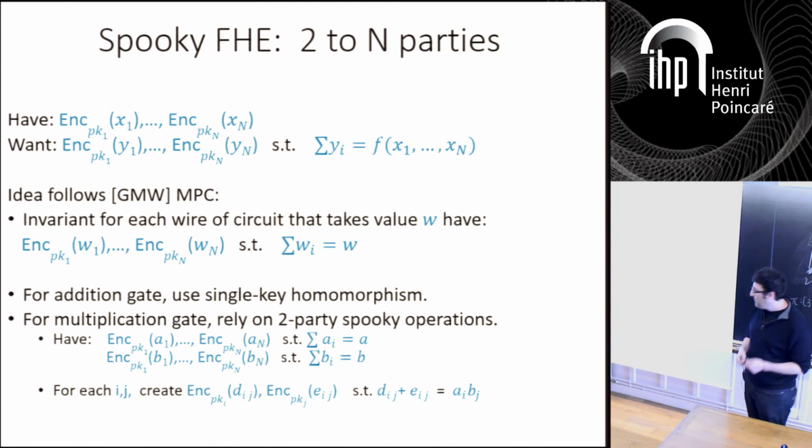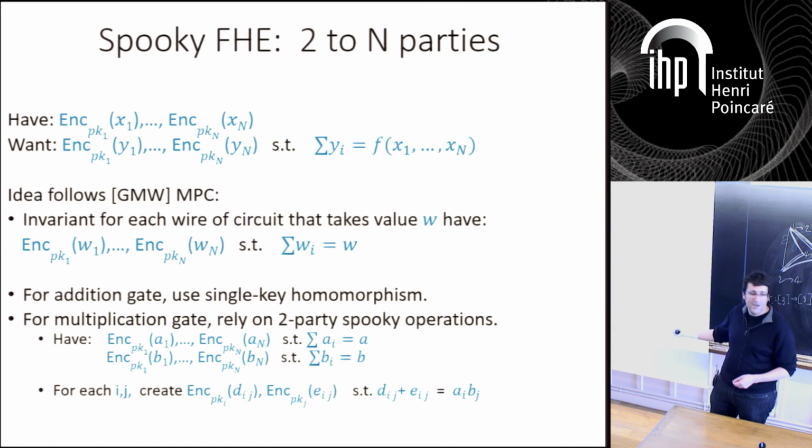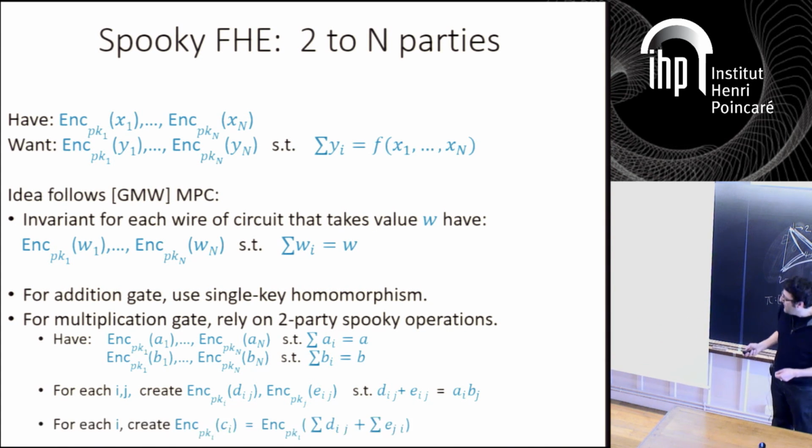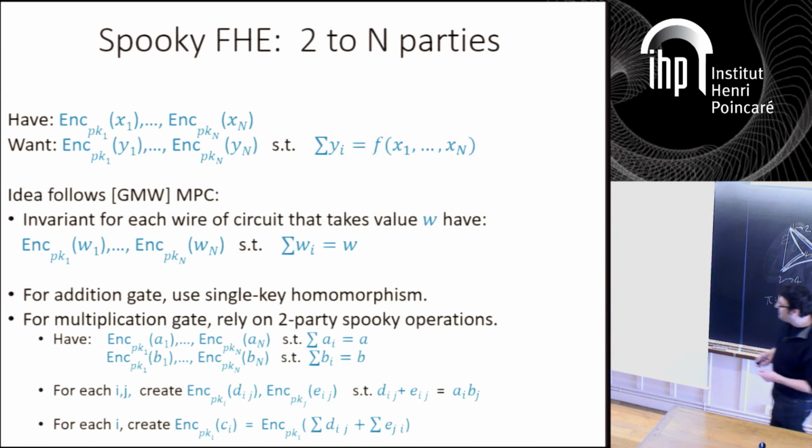With the spooky operation, I'll get two ciphertexts, an encryption of Dij and Eij that add up to Ai Bj. So I'll get an encryption under party i and an encryption under party j of these two values. And then I'm just going to sum up all the party i ciphertexts, sum up all the party j ciphertexts, so sum up all the ciphertexts for each party. And again, by just doing the algebra, this gives me an encryption of Ci such that the Ci's add up to A times B.